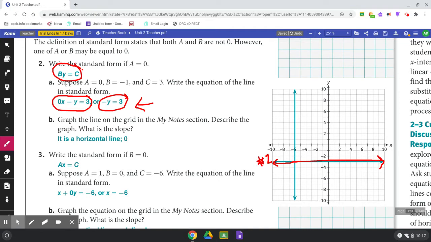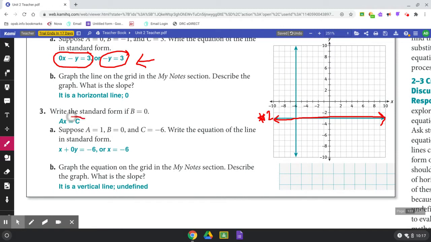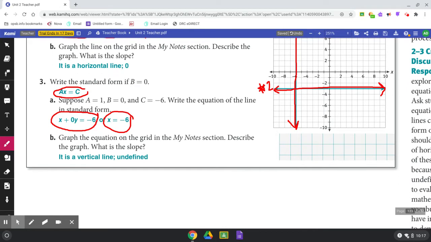Number 2. Write the standard form if b is 0. Well, if b is 0, then I'm left with ax equals c. And if I wanted to write that in standard form, I'm left with x plus 0y equals negative 6, or x equals negative 6. Well, that is a vertical line at x equals negative 6. This is number 3. Graph the equation on the grid in the My Notes section and describe the graph. Well, that graph is a vertical line, and the slope of a vertical line is undefined.